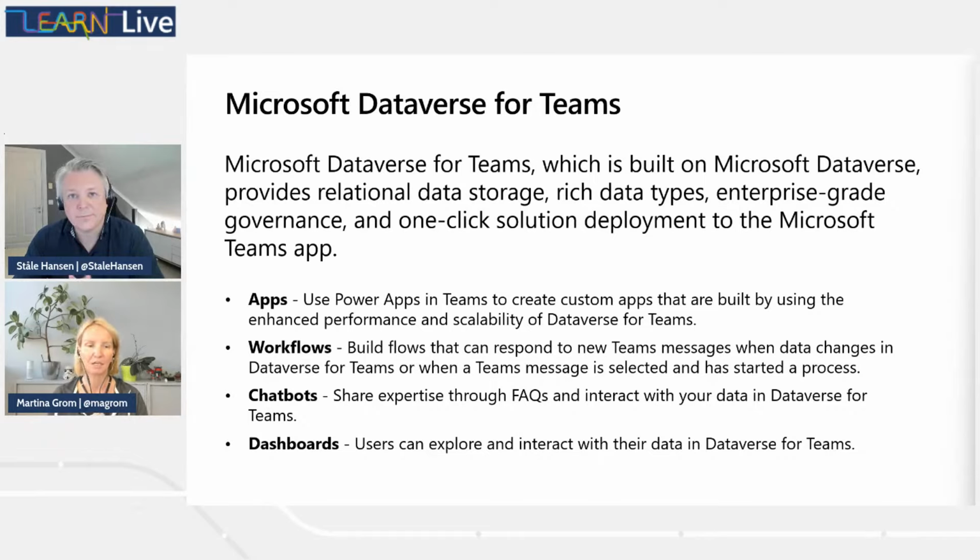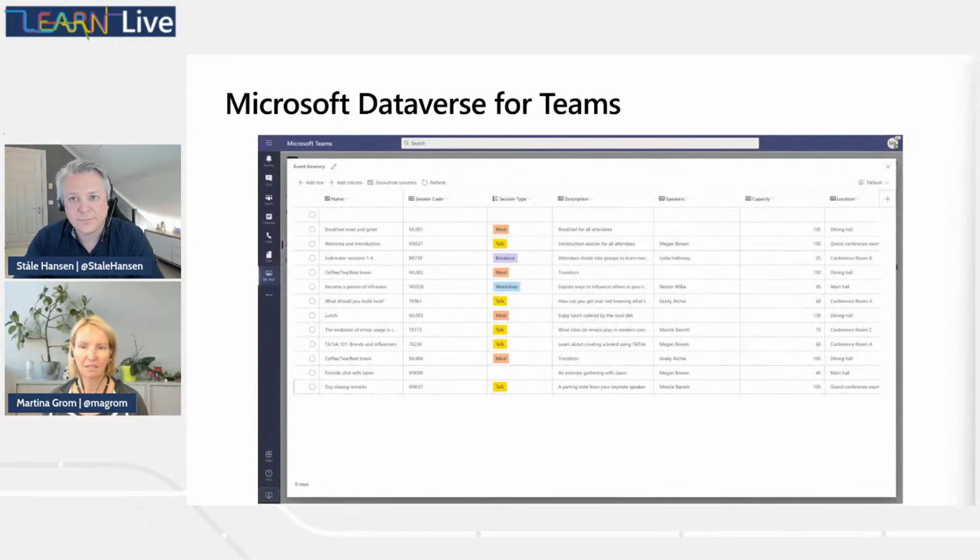We have 4 types of Dataverse. It's apps, workflows, chatbots, and we also have dashboards. And how does it look in the backend? You see here, you have a very powerful governance solution. So you can look at your Dataverse and you can say, okay, do we need that? Do we still use that? And can we maintain it here, or do we need to extend it?